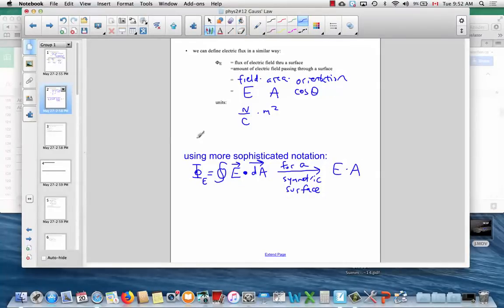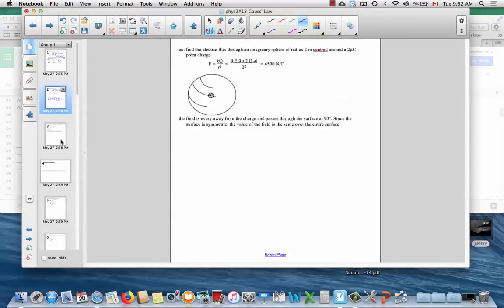Okay, so this is flux. Let's do some flux examples. Okay, so here we have a charge. This is a real charge. And then let's find the flux through an imaginary surface. So this is an imaginary sphere. The sphere has radius 2 meters. And this is a point charge. We don't know the size of the point charge, but it's relatively small.